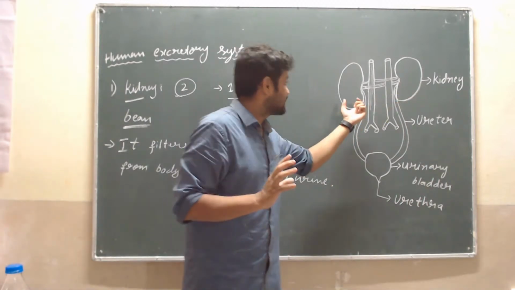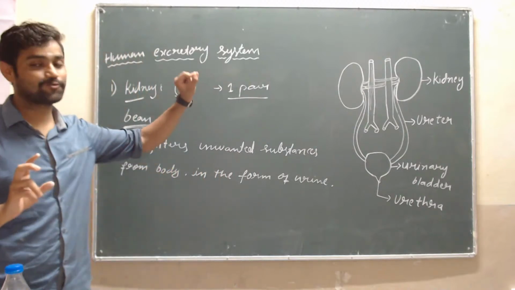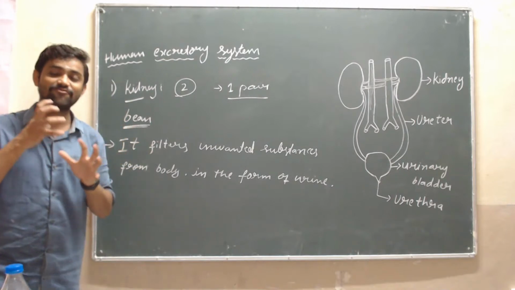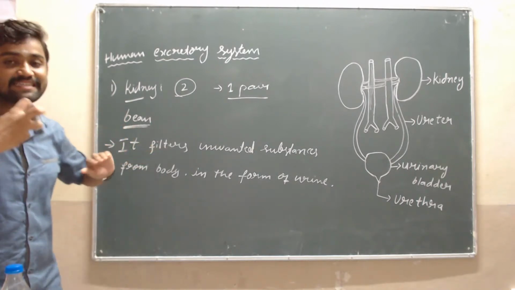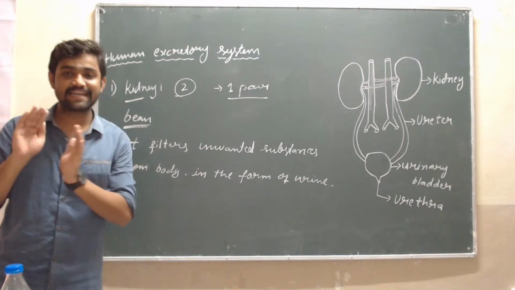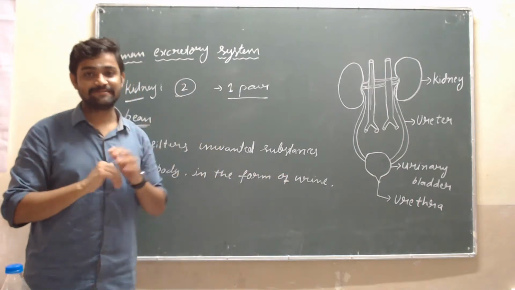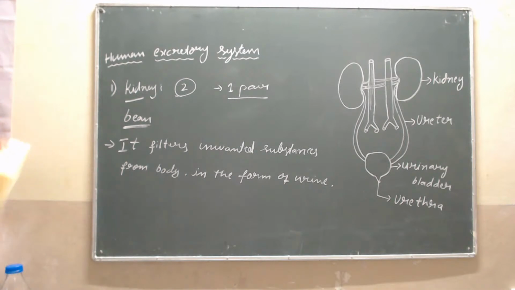In human beings there are two kidneys, and they are connected to the blood capillaries. What is the function? It filters the blood and separates the unwanted particles from it in the form of urine. This is about the kidney. Next part we have is the ureter.